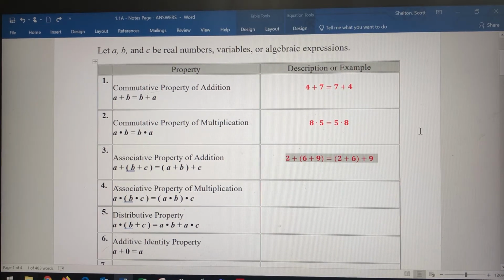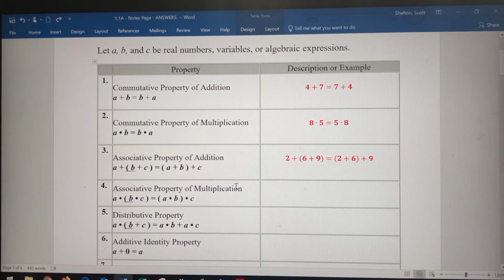So let's say A is 2, B is 6, and C is 9. Well, let's say I group the 6 and the 9 together first. Well, 6 plus 9 is going to give me 15, and then I add this 2, then that gives me 17, okay? So this left side is equal to 17, okay? Well, on the right side, let's say I want to group the 2 and the 6 together first. Well, 2 plus 6 is 8, 8 plus 9 is 17, so this kind of proves to us that when we're grouping in addition, it doesn't matter how you group the numbers, you're still going to get the same sum, okay? Again, this works for addition, but not subtraction.